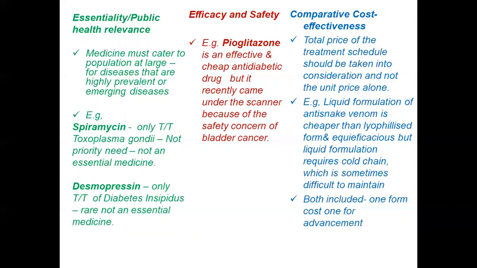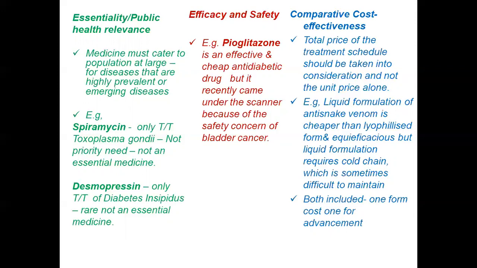For example, I'll give you two examples of drugs like spiramycin, which is used for treatment of Toxoplasma gondii, and desmopressin, which is used for treatment of diabetes insipidus. Now you can understand that Toxoplasma as well as diabetes insipidus are not prevalent diseases in the community. These are rare diseases or not so common diseases. So the drugs used for these conditions, that is spiramycin or desmopressin, are not considered essential medicines.